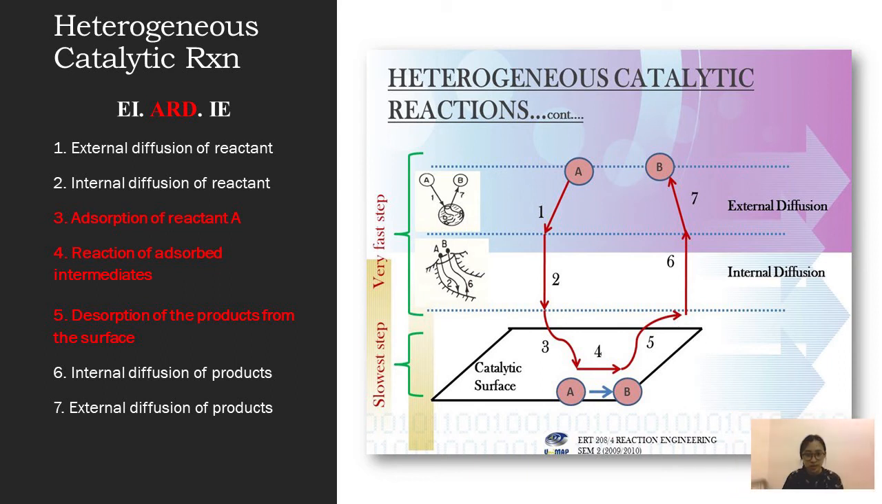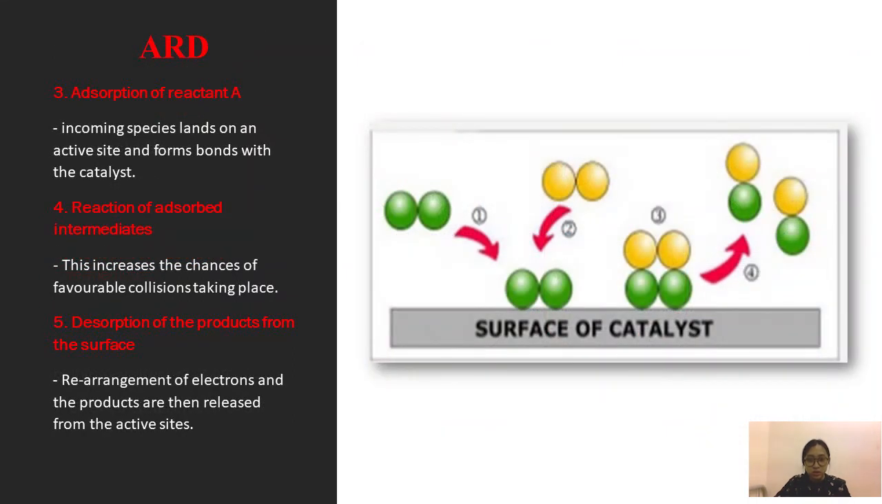External diffusion of reactant, internal diffusion of reactant, adsorption of reactant A, reaction of absorbed intermediates, desorption of the products from the surface, internal diffusion of products, and finally the external diffusion of products. The steps that are red color are the most important steps of reaction. Adsorption of reactant. The incoming species lands on an active site and forms bonds with the catalyst. It may use some of the bonding electrons in the molecules and thus weaken them, making a subsequent reaction easier.